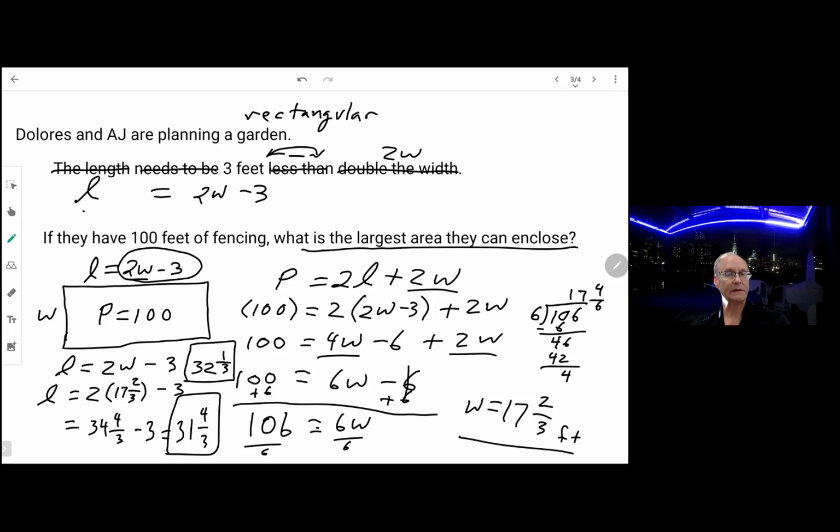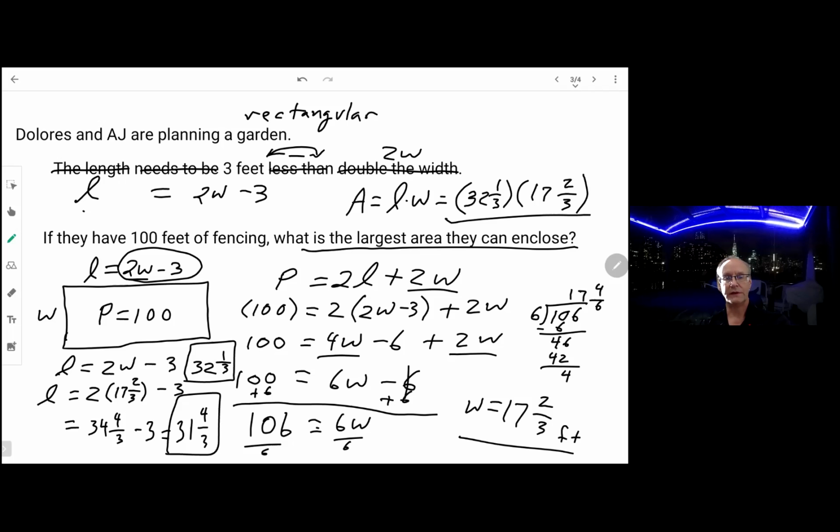So I now have a length and a width. And in order to find the area, I have a formula, length times width. I'm just going to go ahead and put the length, 32 1/3, and the width, 17 2/3. And I can get the answer by multiplying those two together, and I will have it in square feet, and that will be the maximum square feet possible.